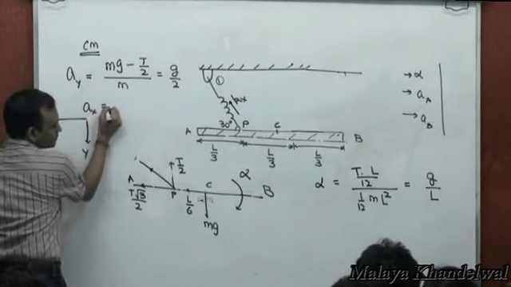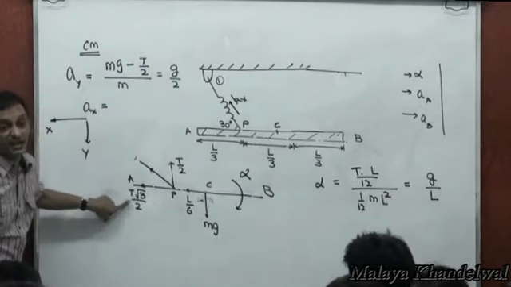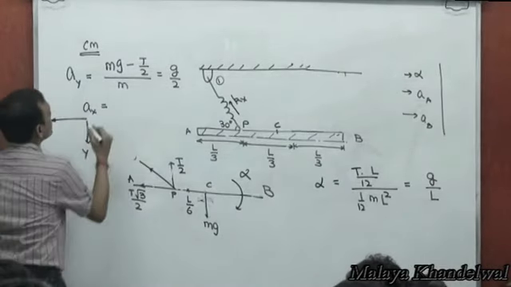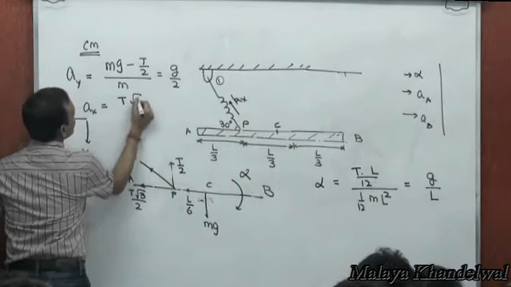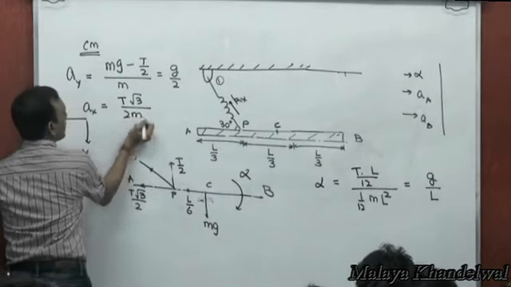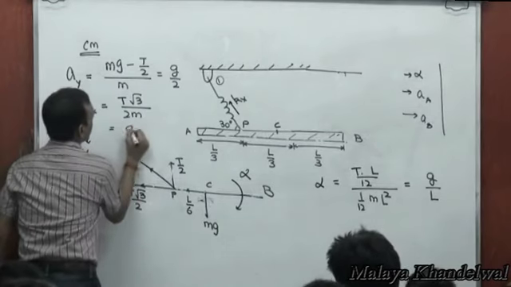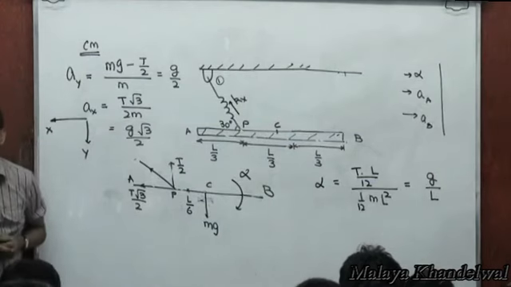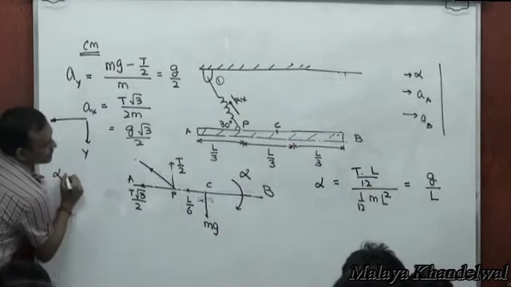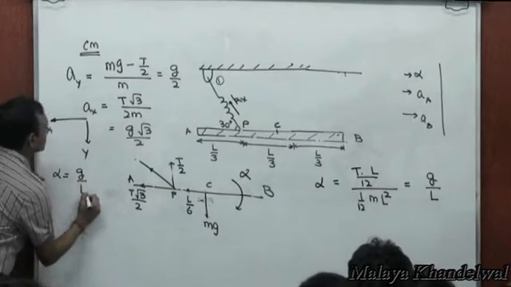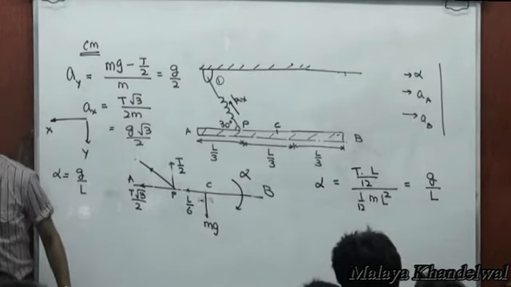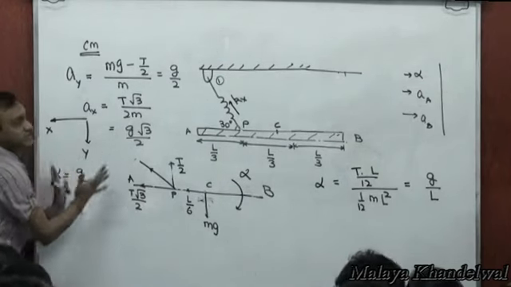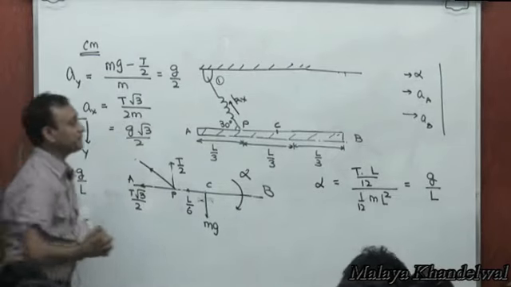Ax is caused by T root 3 by 2 acting horizontally. That's the net horizontal force acting on the system. So T root 3 by 2 divided by m. So that makes it g root 3 by 2 meters per second squared in the horizontal direction. And alpha we've already computed as g by L, right? So we are all set to compute the acceleration of various points on the rod with this data available, right?